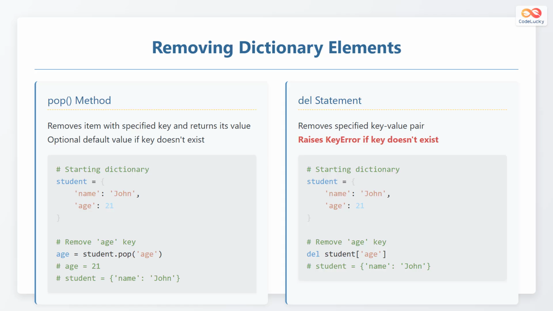In the example on the left, we start with a student dictionary. The pop method is used to remove the age key, and its value is stored in the age variable. In the example on the right, we again start with a student dictionary. We then use the del statement to delete the age key from the student dictionary.